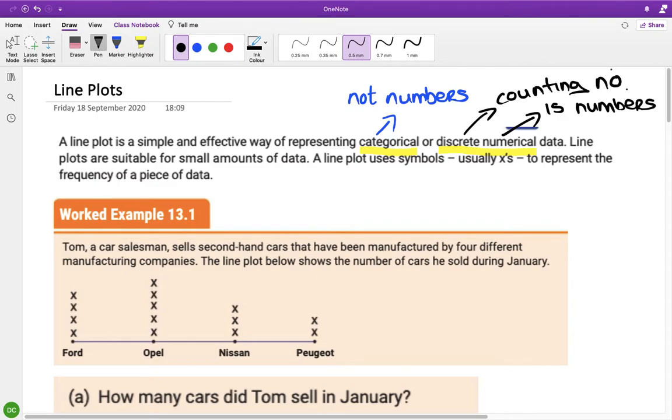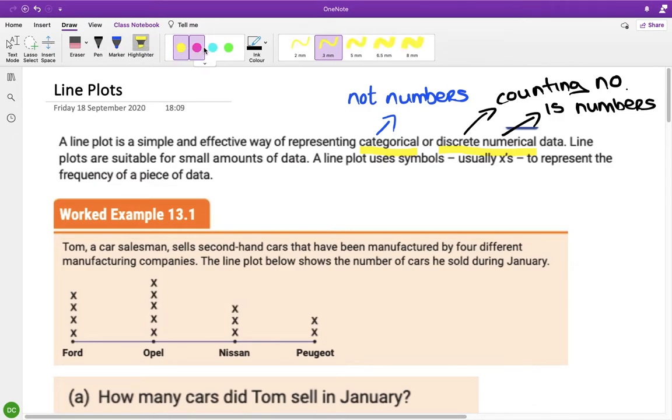I'm trying to think of the examples I gave you. I think I said like the number of books in your bag, or the number of people who live in your house. There tends to not be halves or quarters. You don't have 4.5 people living in your house, you have 4 people or 5 people, okay? And so that's what discrete means. All right, so that's what a line plot is used for. You need to write that down.